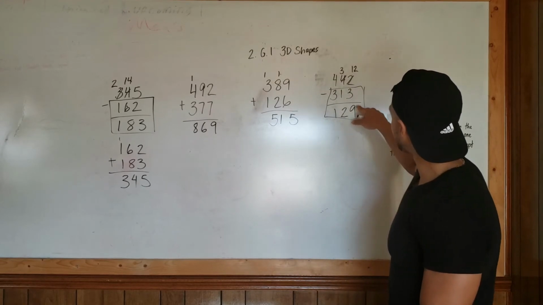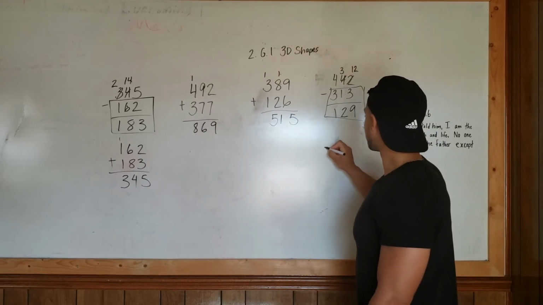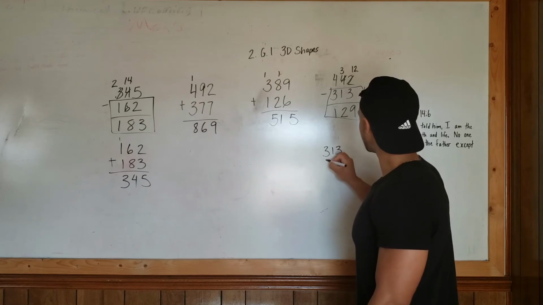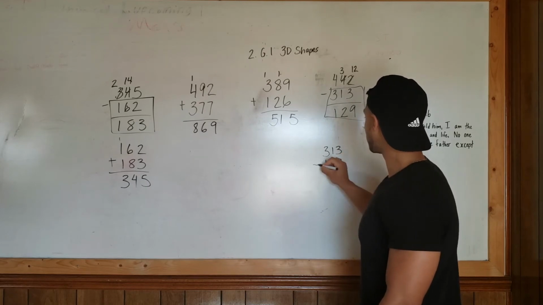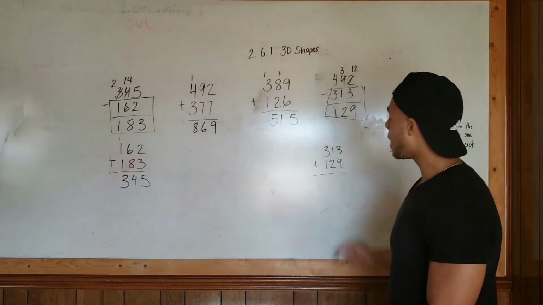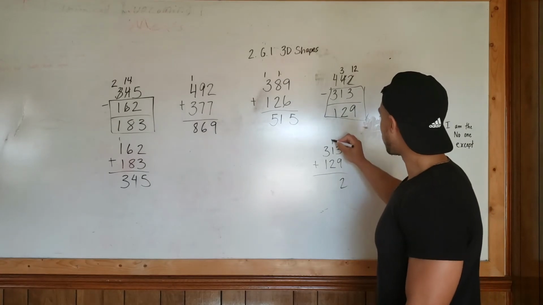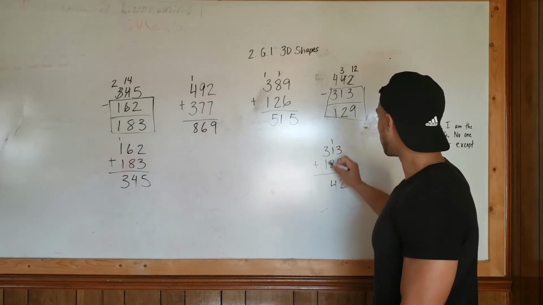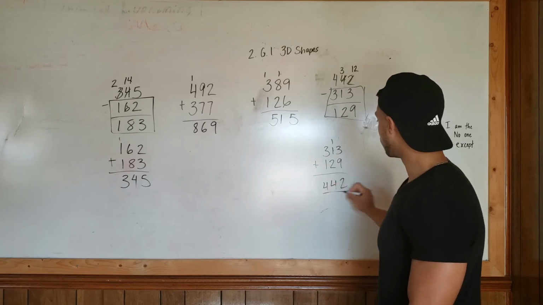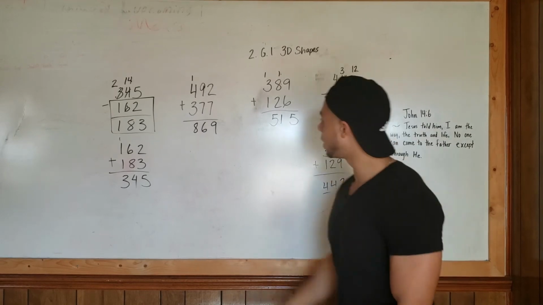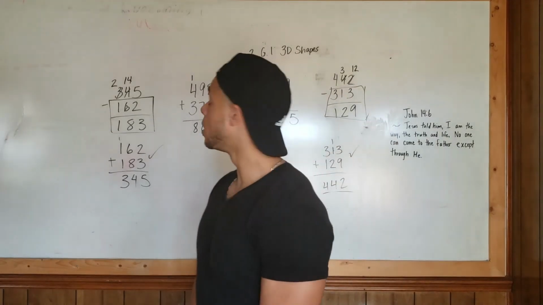Let's add our difference to our number that we subtracted. 313 plus 129. Our numbers line up good. So let's go ahead and add. 3 plus 9 equals 12. Carry a 1. 1 plus 1 equals 2. 2 plus 2 equals 4. 1 plus 3 equals 4. 442. So we got that one right. We're looking good. Let's move on.